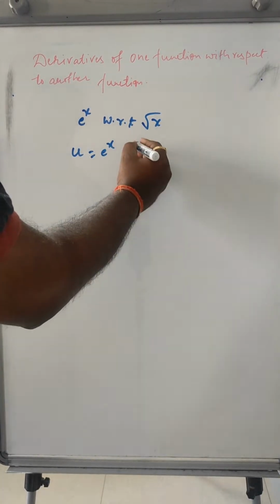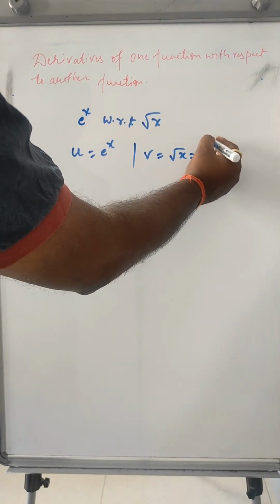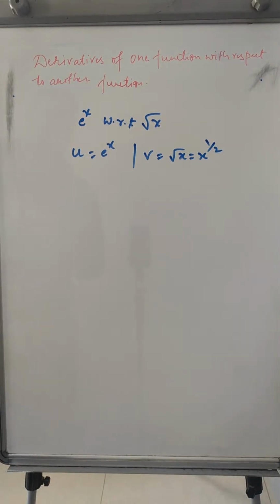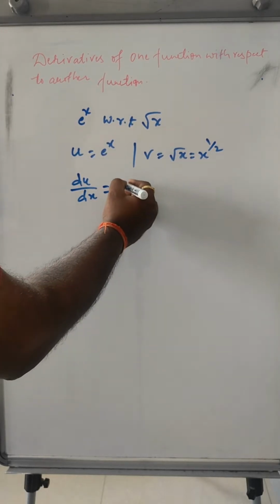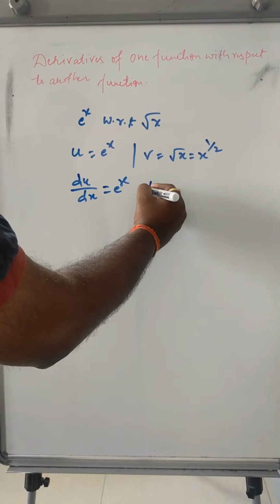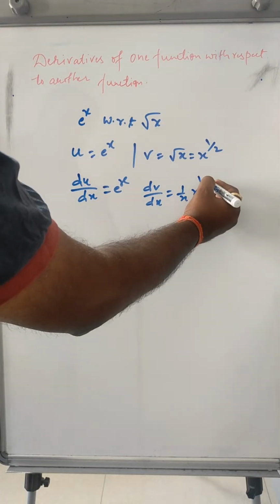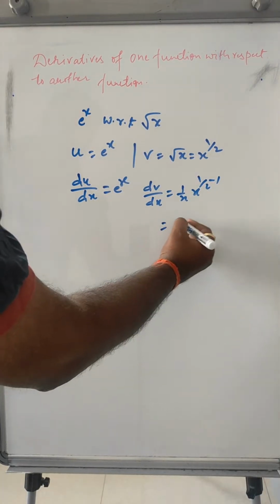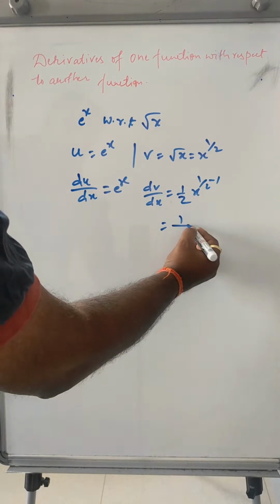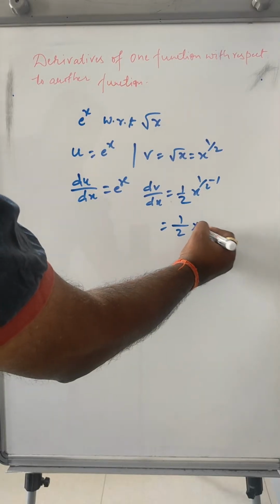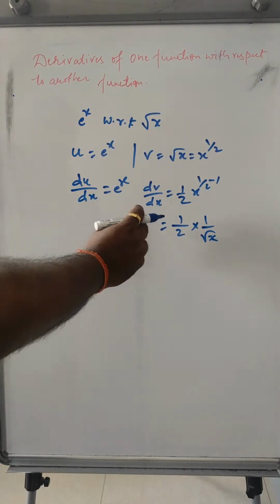u is e to the power x. v is equal to what? Under root x, which can be written as x to the power 1 by 2. Now du by dx, differentiating this, is e to the power x. And here dv by dx is what? 1 by 2 x to the power 1 by 2 minus 1, so this is 1 by 2 into 1 by under root x.